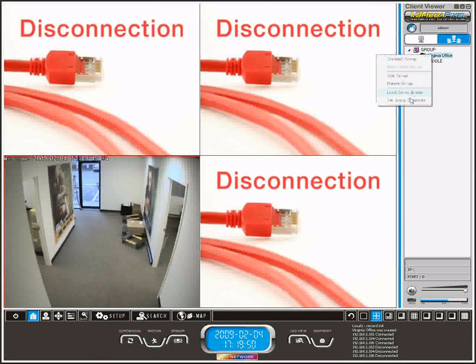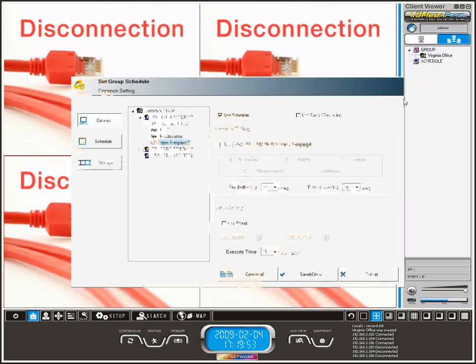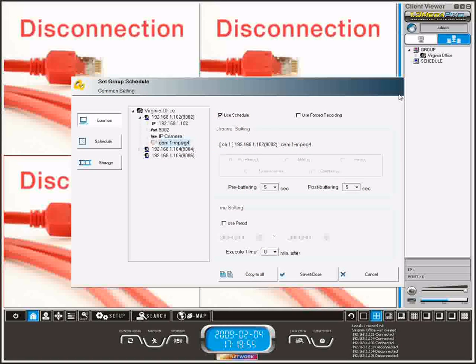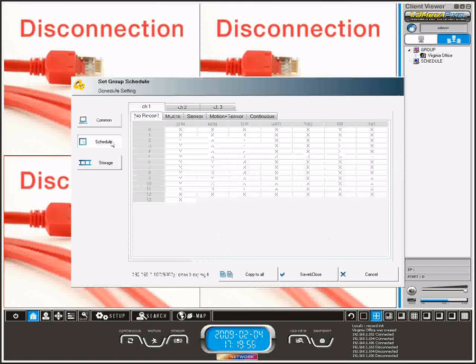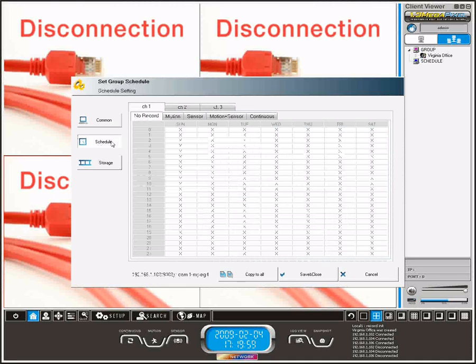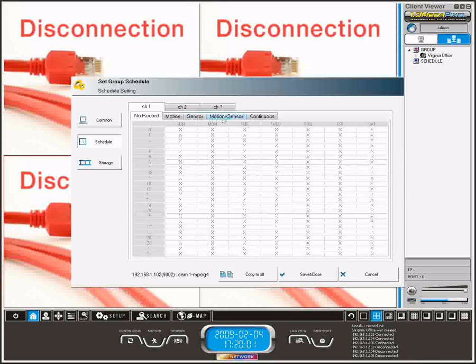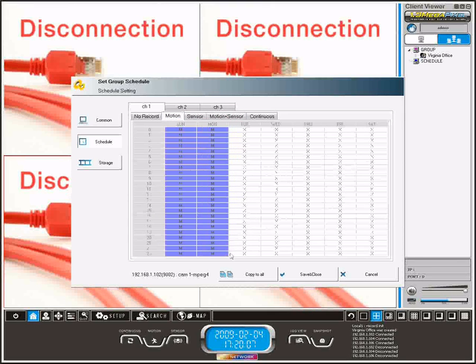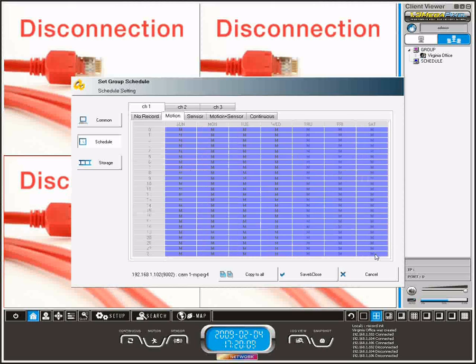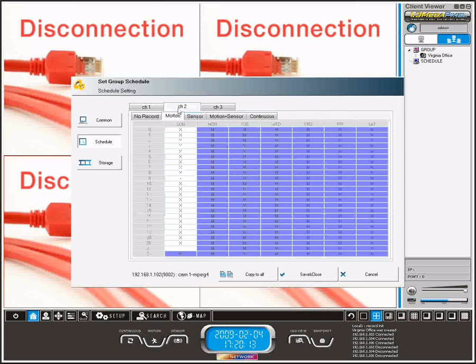Now to make our recording schedule for this group, we're going to go up to our group and right click and select set group schedule. And we go down and click schedule. And here we're going to set our recording schedule for one or all of our cameras. And you have different choices to choose from. We have motion, sensor, motion plus sensor, and continuous. And just select from the tab what type of recording schedule you want and click and drag to highlight that.